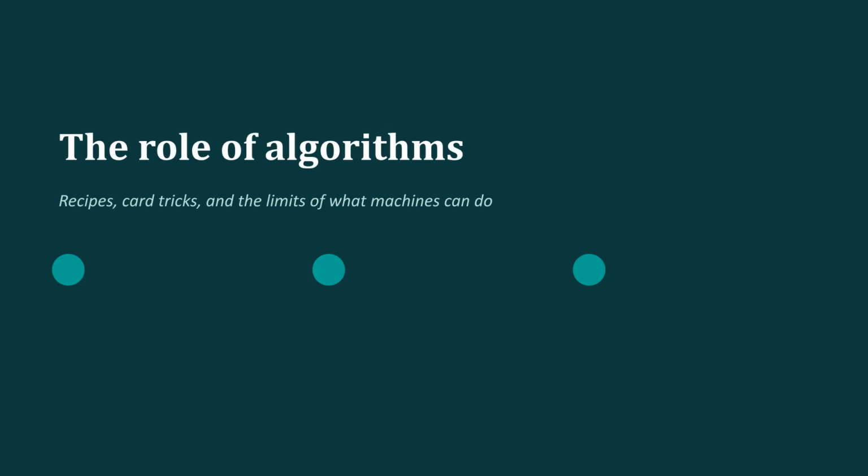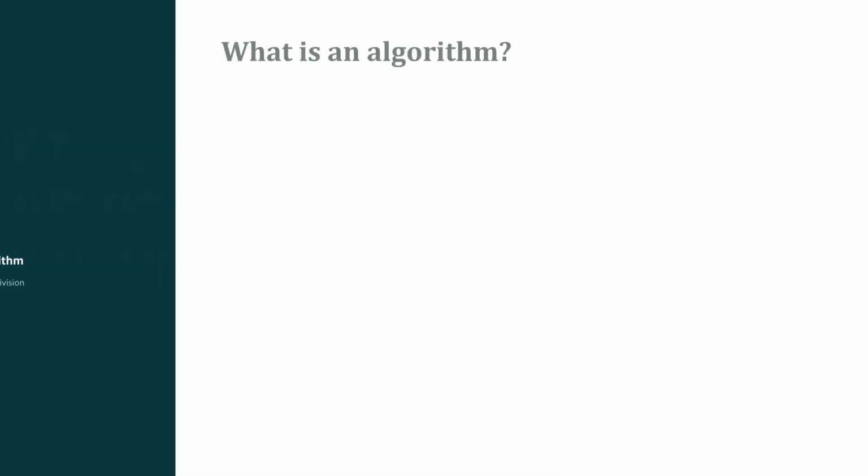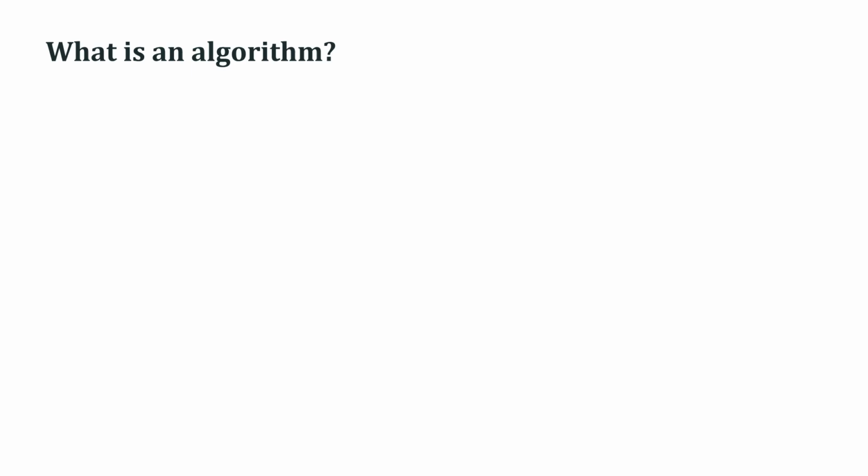This video will explore the role of algorithms, which are essentially step-by-step instructions. We will look at examples like a recipe, a card trick that involves a setup and a repeating loop, and Euclid's algorithm for finding the greatest common divisor. In plain terms, an algorithm is a set of steps defining how a task is performed.